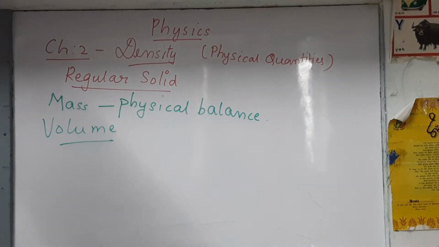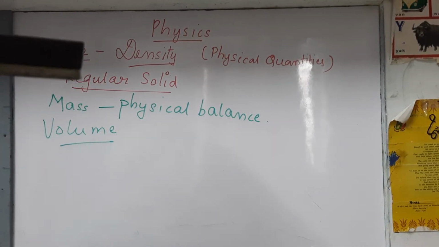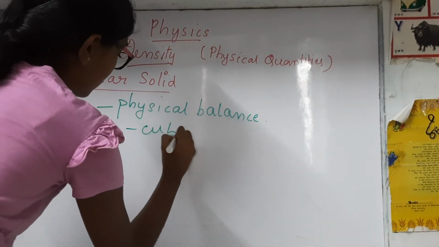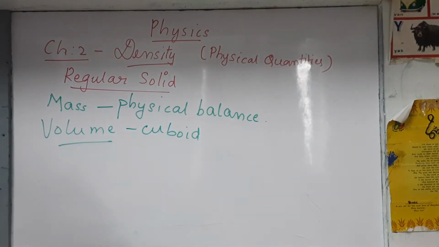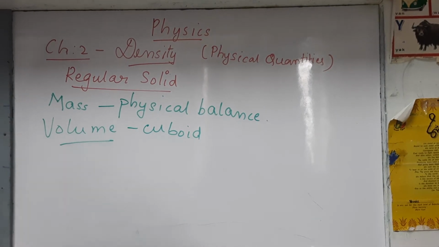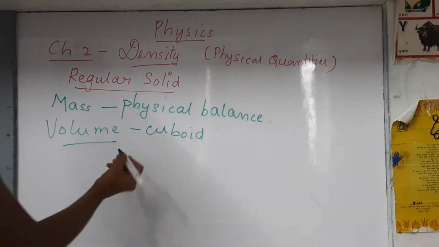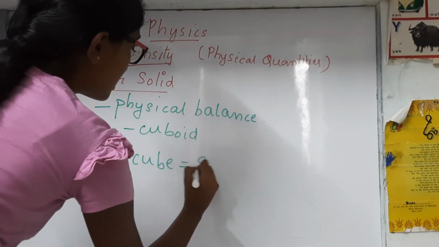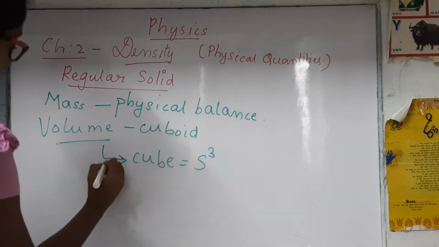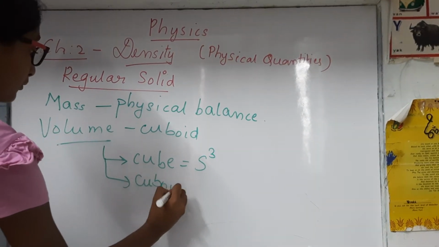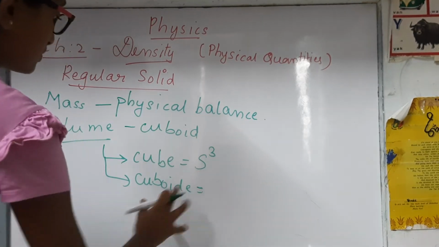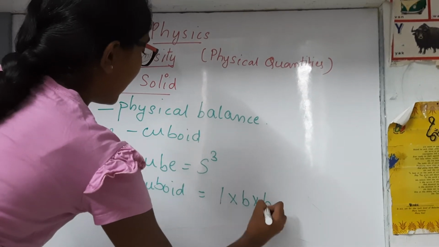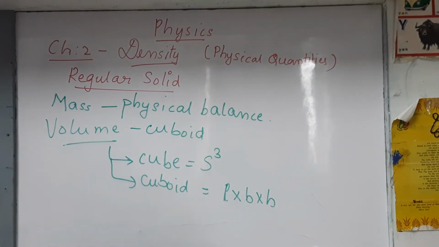First we have to know which shape this is. Which shape is this duster? It is cuboid in shape. So we have many formulas to find out the volume of a cube, cuboid, sphere, cylinder. Let me write them down. Volume of a cube is side cube. Volume of a cuboid is length into breadth into height. This is L into B into H.